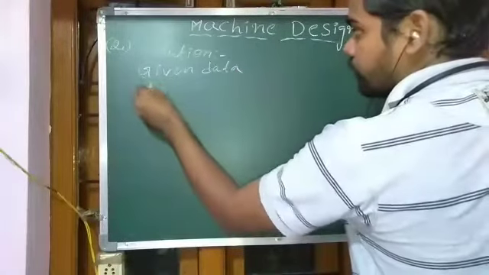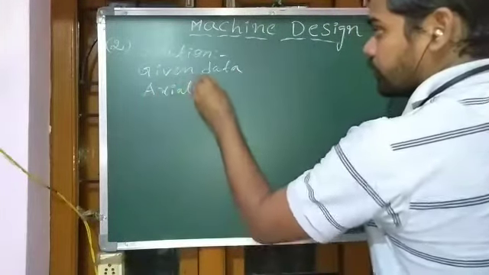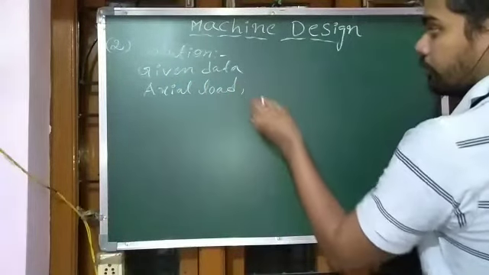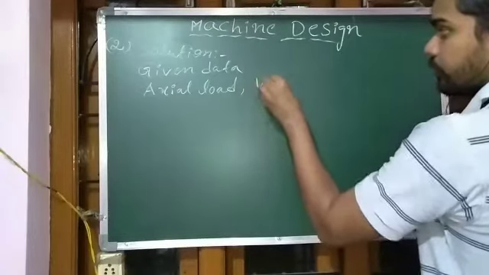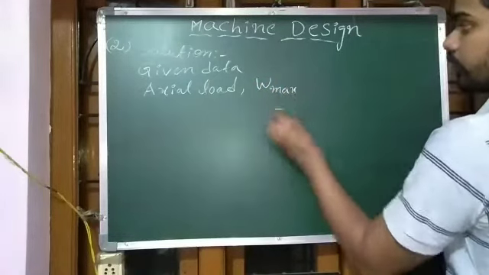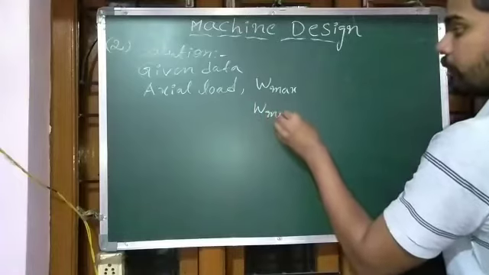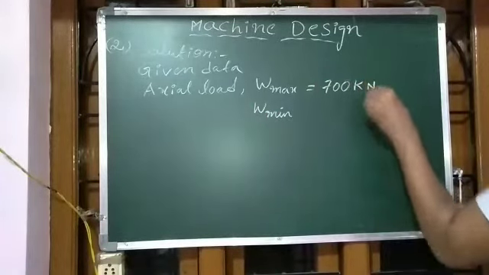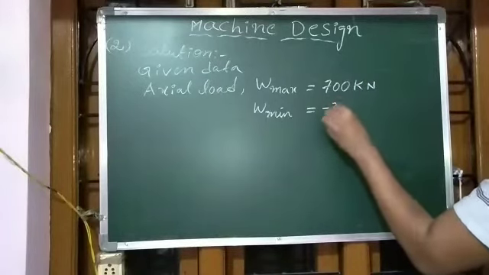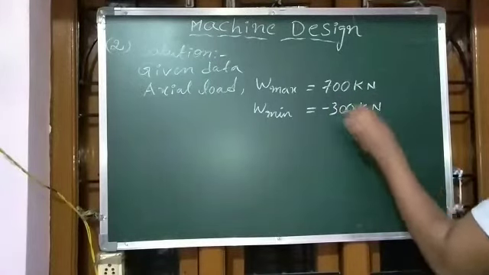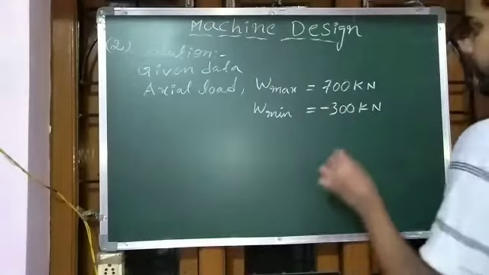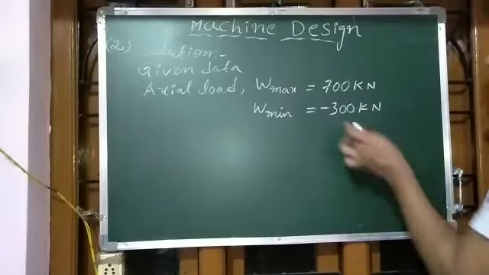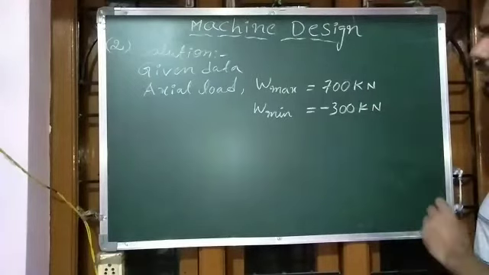The member is subjected to axial load, with a maximum axial load of 700 kilonewton and a minimum axial load of minus 300 kilonewton. Positive means tensile load and negative means compressive load.